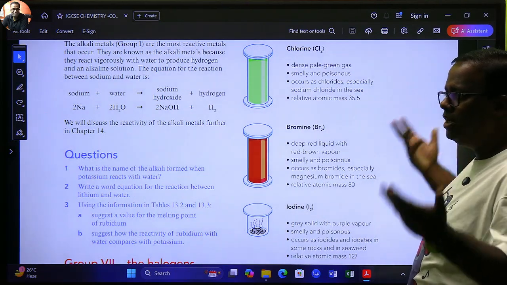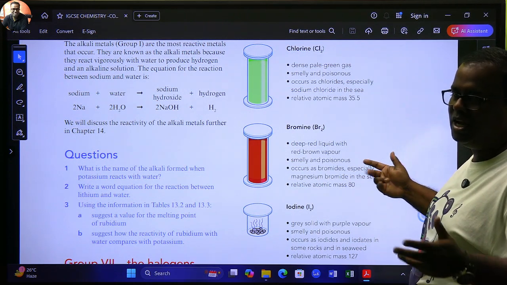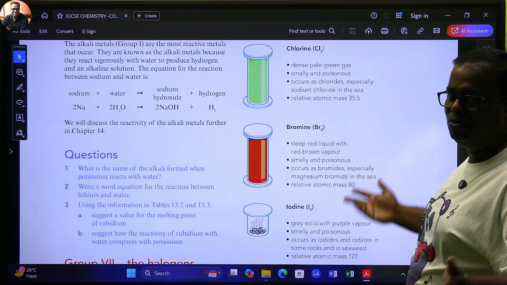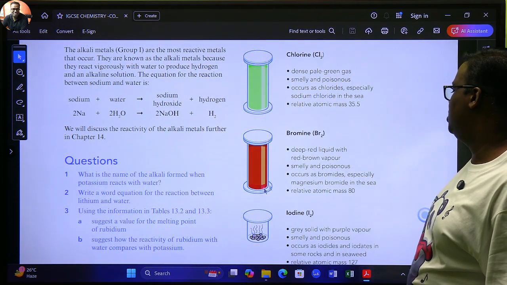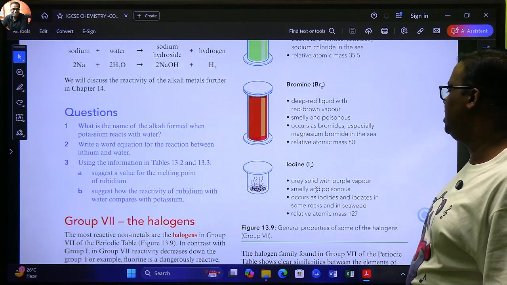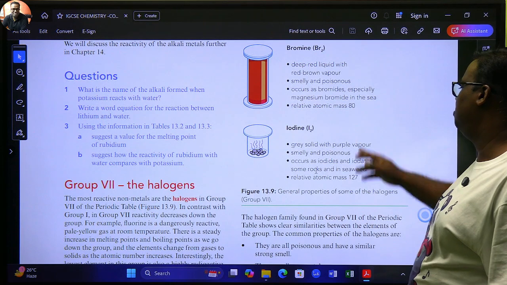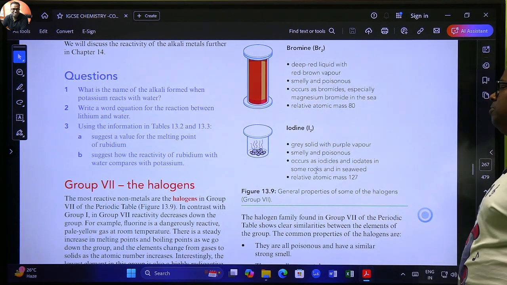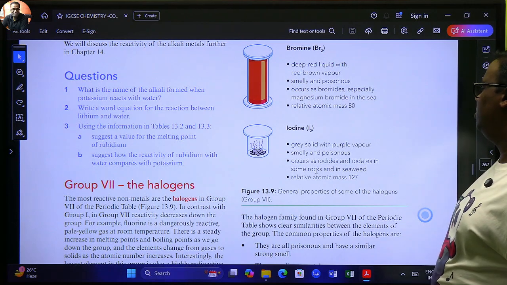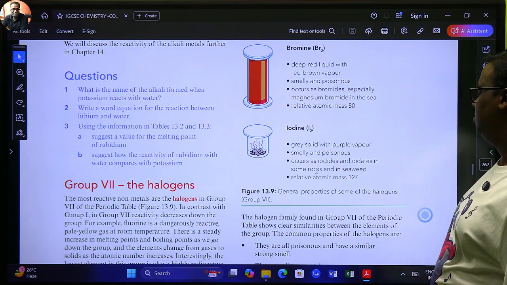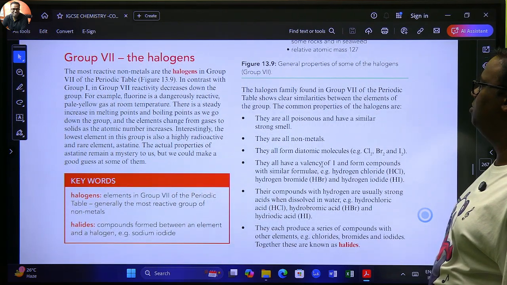Okay, a bromide is also a halide. A chloride is also a halide. An iodide is also a halide. A fluoride is also a halide. Okay. Magnesium bromide, and relative atomic mass is 80. Then comes iodine. Iodine is always violet in color, like purple they say. Gray solid with purple vapors, smelly and poisonous, occurs as iodides in rocks and all. Okay, nobody is going to ask you about these atomic masses. They do give you the periodic table in the exam.